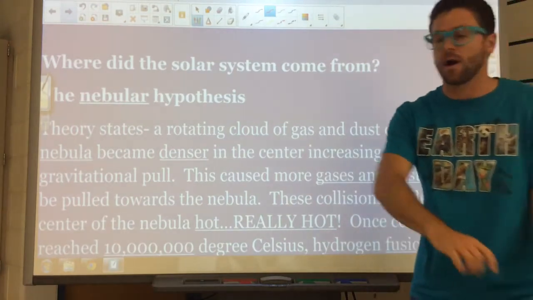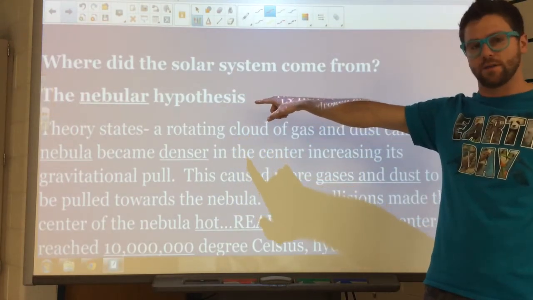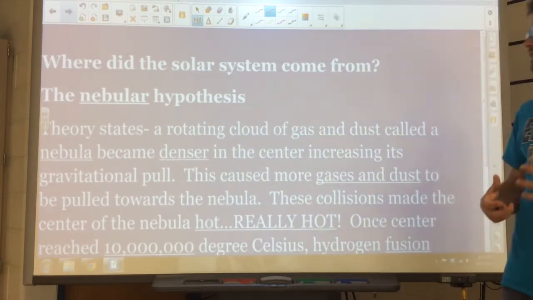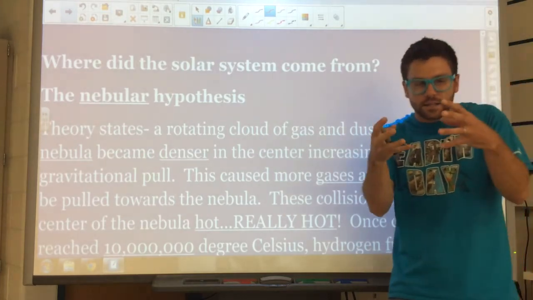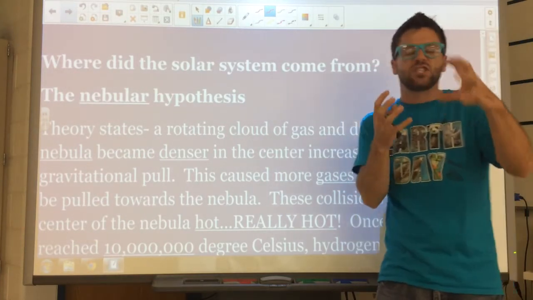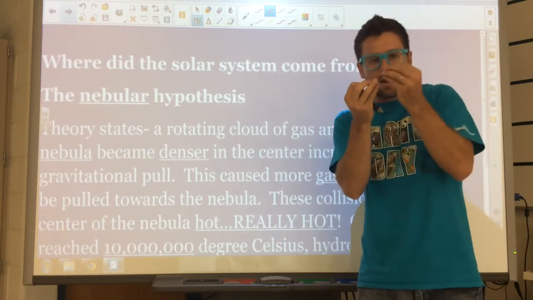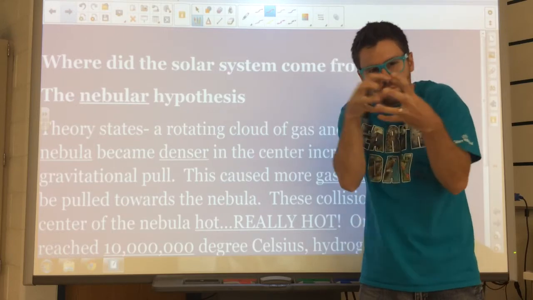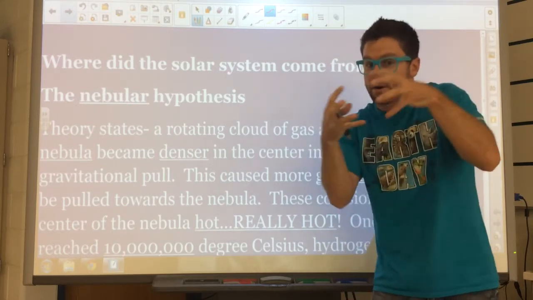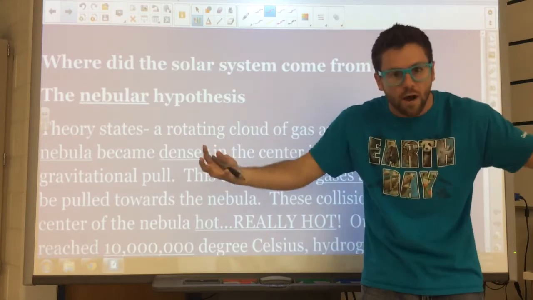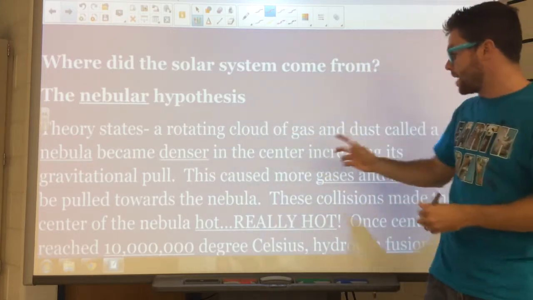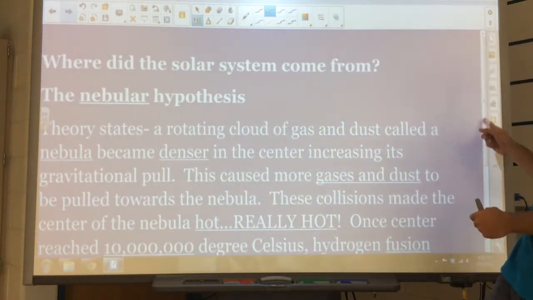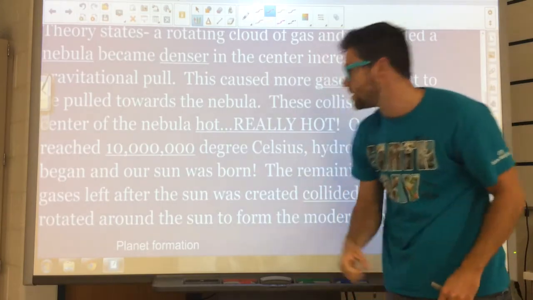Where did the solar system come from? Boom! Enter the nebular hypothesis. The theory states that a rotating cloud of gas and dust called a nebula gets denser and denser. So we've got this dust and clouds of gas, and it starts with just a small amount of gas that gets denser and closer and packed in tighter and tighter. So it's getting bigger and bigger. Bigger things, more gravity. The center increases and the gravitational pull increases. This causes more gas and dust to be pulled towards the nebula.